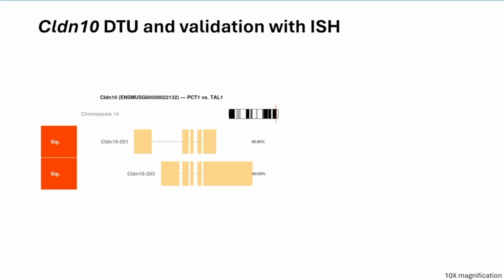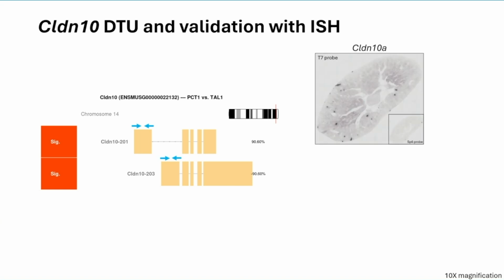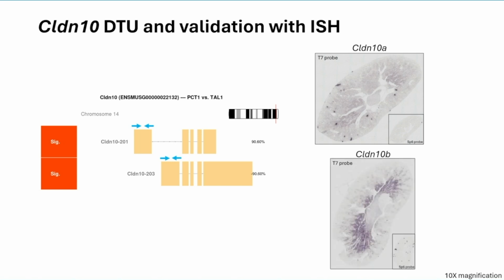And so to validate this finding, I designed probes for in situ hybridization and performed that in mouse kidney. We can see Claudin 10 didn't come out very well, but we would expect it to be in the cortex because that is what this is telling us, that it's in PCT cells. And then Claudin 10B we do see is very clearly in the medulla. So especially when genes have different spatial locations, we can validate this with in situ hybridization.